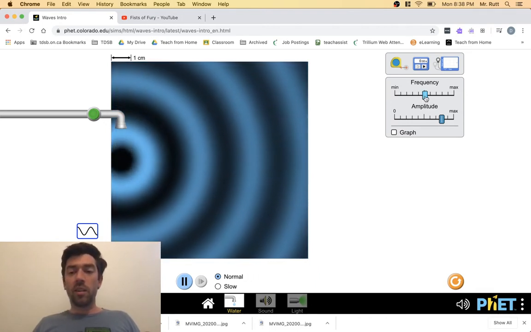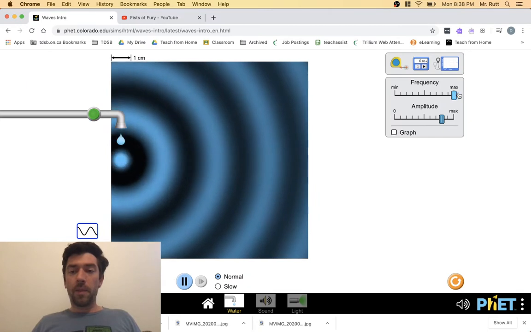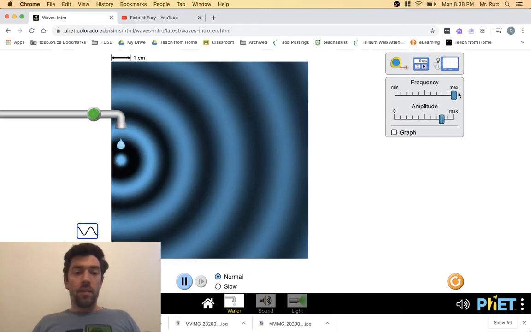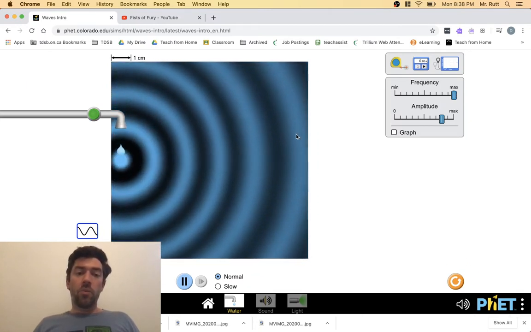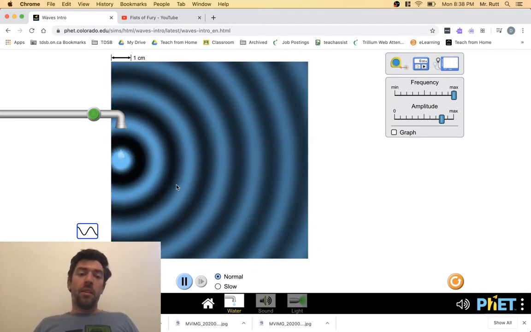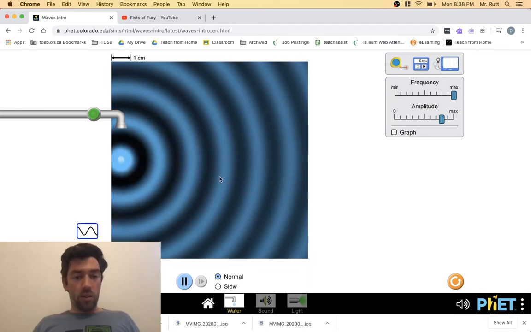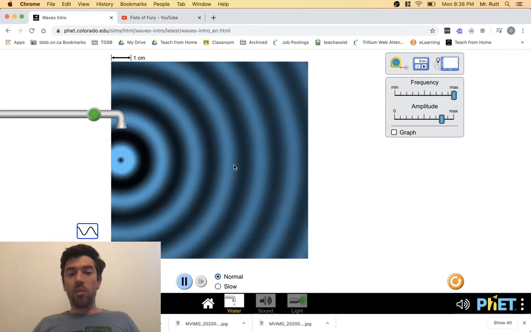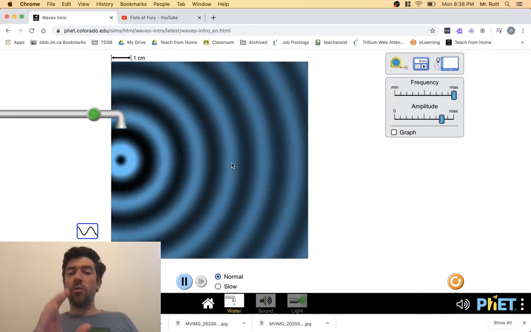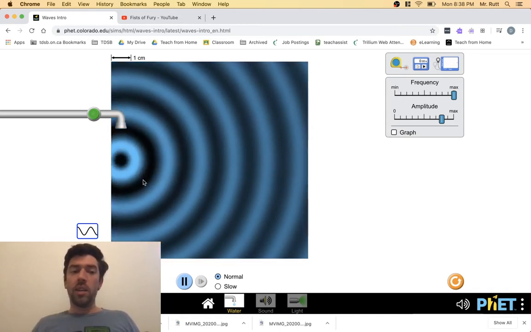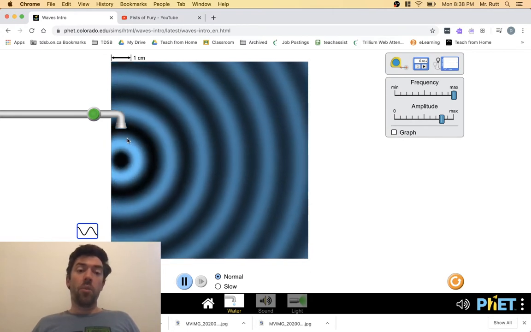So frequency, I'm going to increase it. And what we're seeing is that the waves are smaller, for one thing. They look smaller, like they're thinner. Like the radial bands of the wave are thinner. The water is dripping out of the tap more frequently.